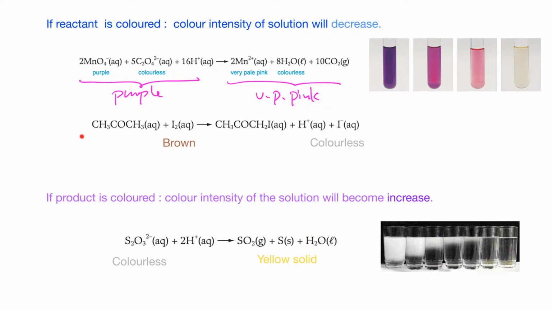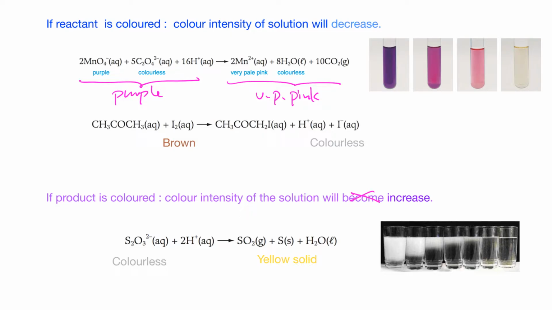Another example: on this side we have a colorless chemical, and then we have I2, which is brown in color. This brown reaction mixture will become colorless because I2 will become I-, which is colorless. So again, the color intensity will go from brown to colorless. On the other side, if the product is colored but the reactant is colorless, then the color intensity of the solution will increase in the process.